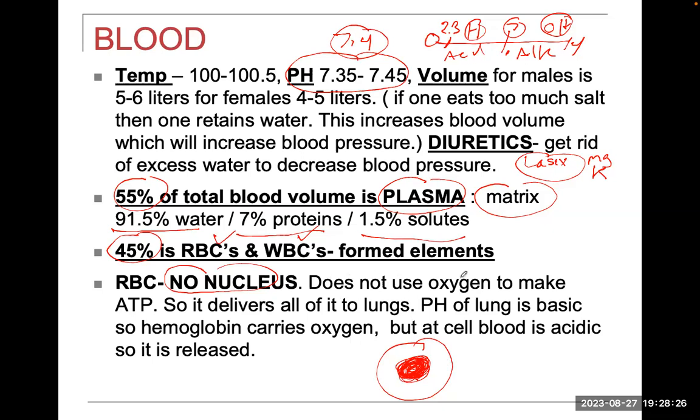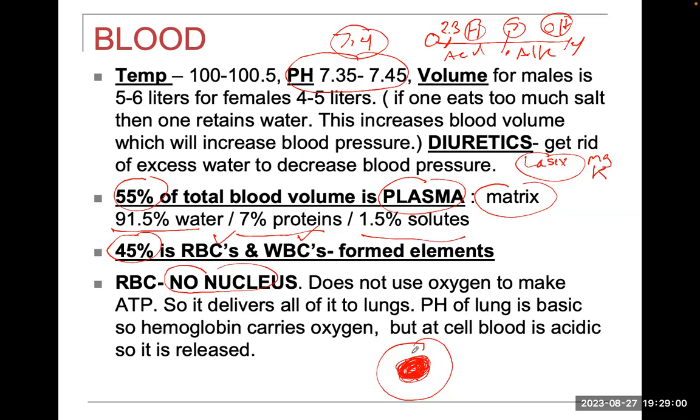A red blood cell does not use the oxygen that it's carrying to make ATP. So all of the oxygen that it's carrying, all of it, it delivers to the tissues. Meaning the red blood cell can go to the lung, pick up oxygen, drive that oxygen to all the other cells and tissues of the body, and then bring that red blood cell back to the lungs to pick up more oxygen so that it can deliver it to other parts of the body.